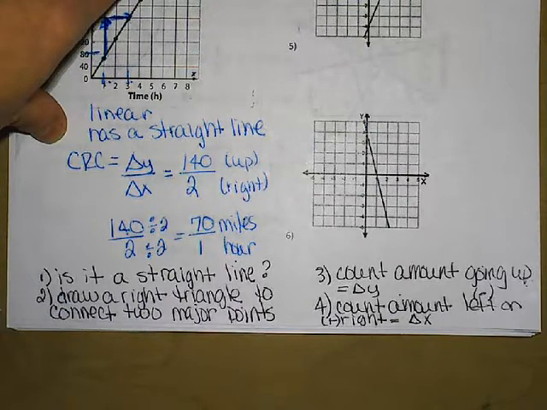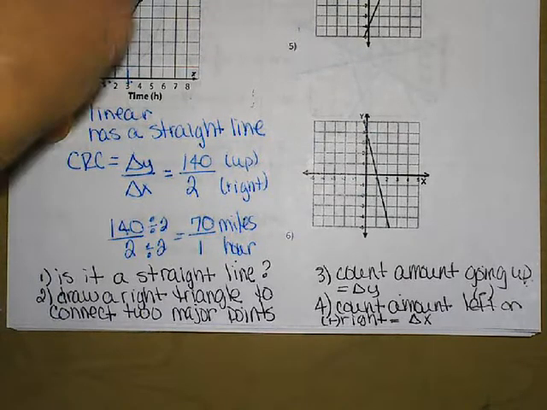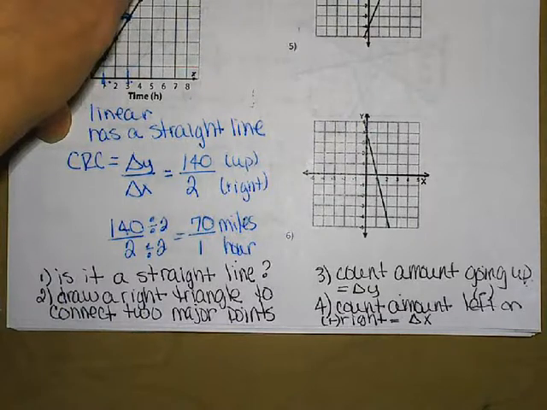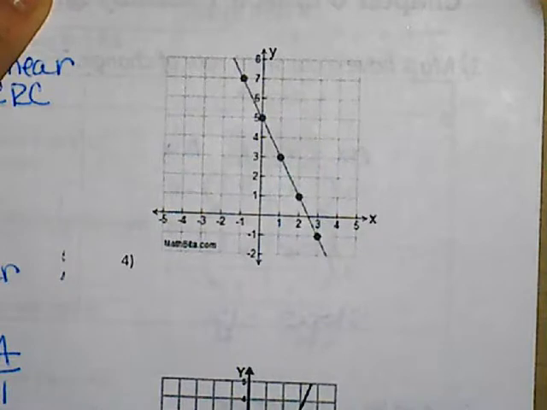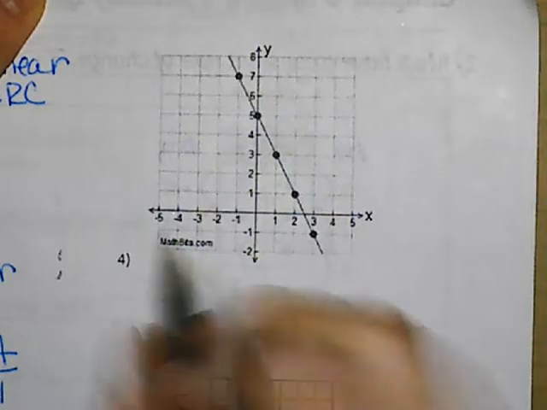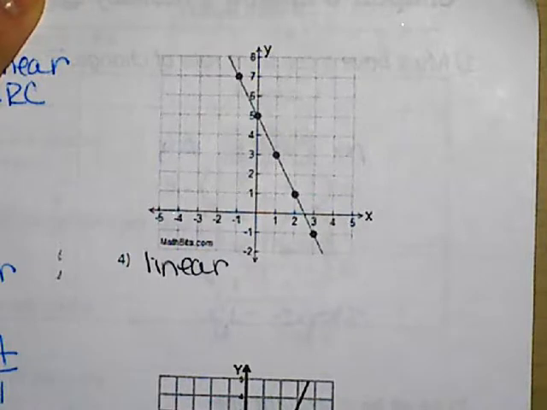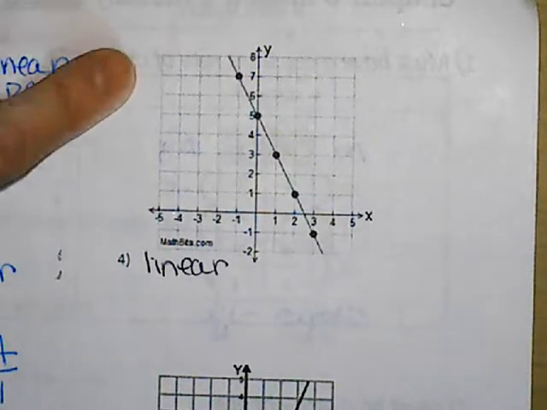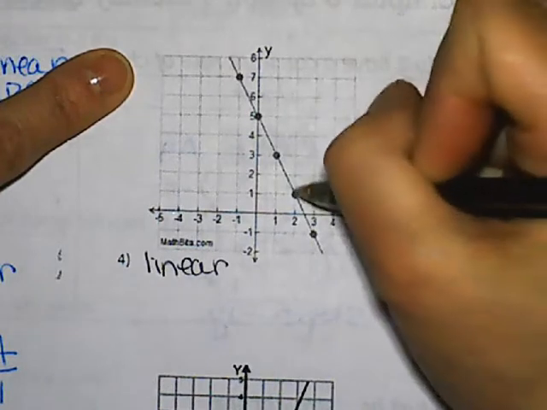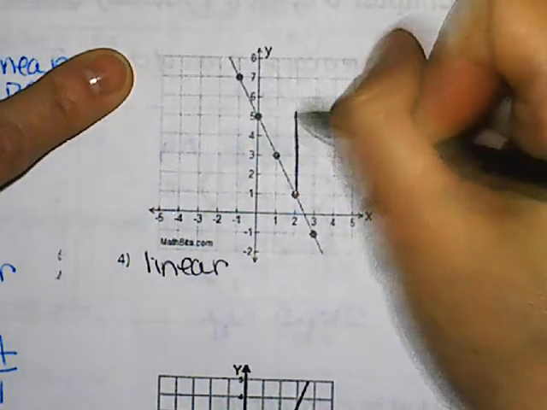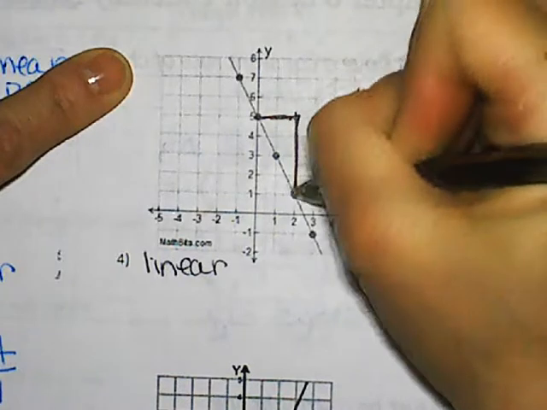Let's see if we can practice this with example number 4. Step 1 says, is it a straight line? And for number 4, it is a straight line. So we know it is linear. Step 2 is to draw a right triangle to connect two major points above the line. It doesn't matter which 2 points you use. I'm just going to pick these two.